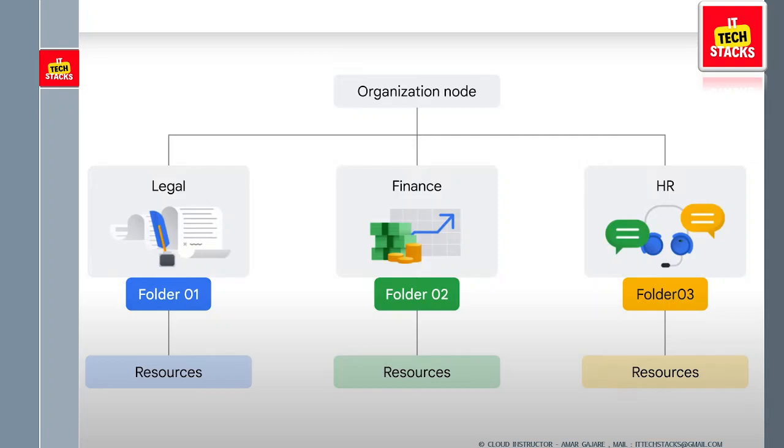For example, your organization might contain multiple departments, such as the legal department, finance department, and HR department. These departments can be placed in folders. Folders can also give teams the ability to delegate administrative rights so that they can work independently. Different departments can be placed in different folders, and they will have their own administrative rights to perform operations.